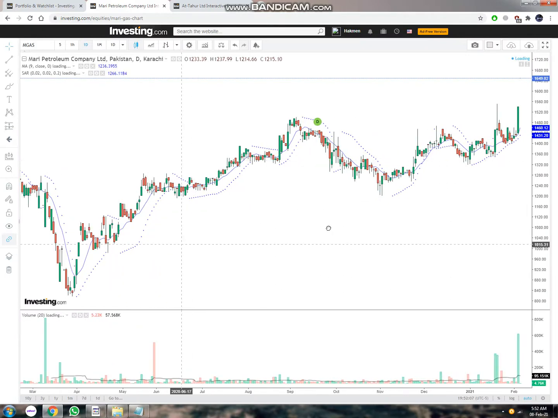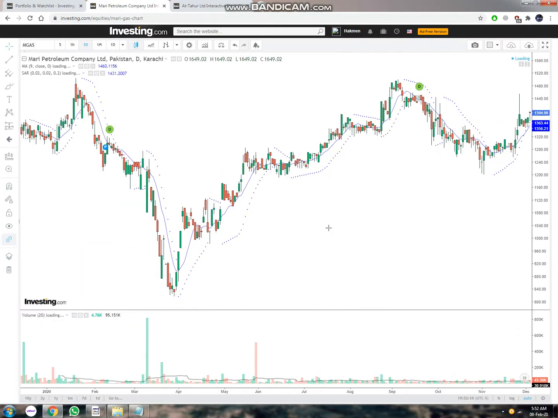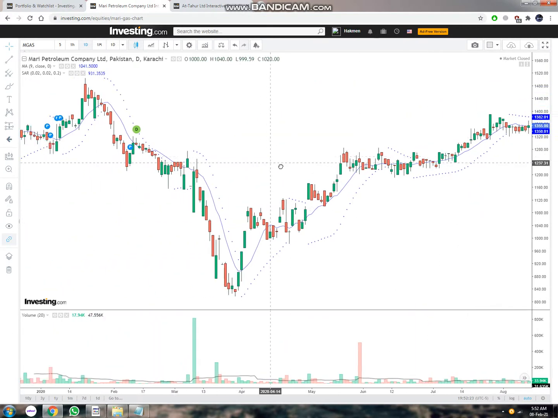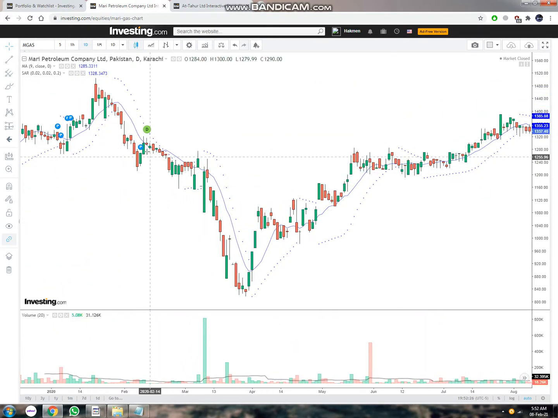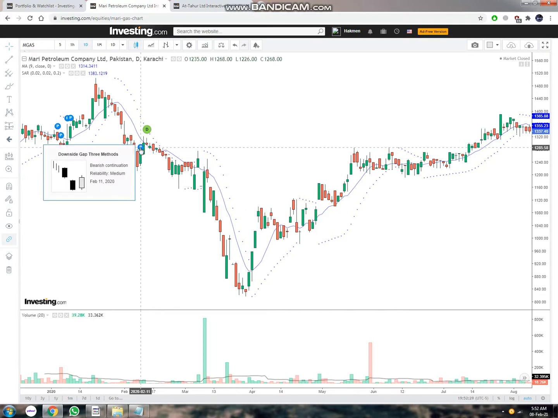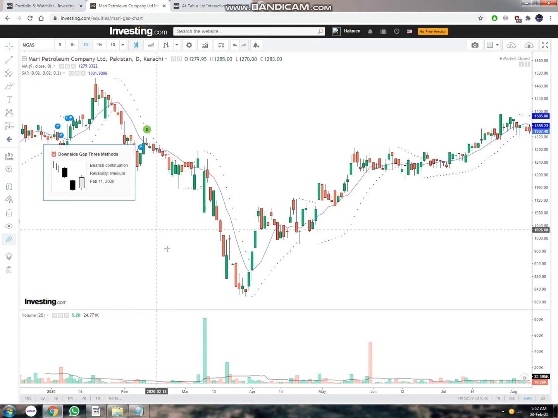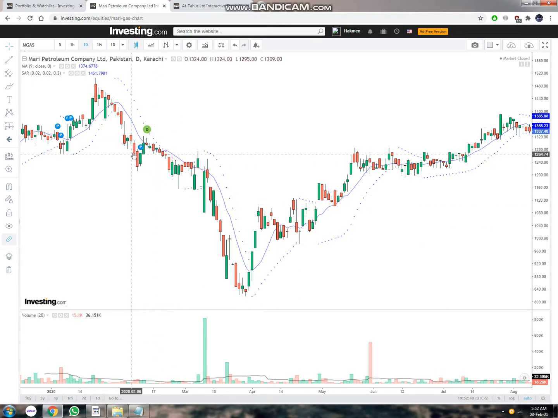There are certain candlestick patterns which you should learn and apply to your trading, so that you can successfully recognize bullish and bearish trends by looking at candlesticks. Let me show you some of these patterns. One is right here. This is a bearish continuation, downside gap three methods. You can see one, two and three. Two bearish candlesticks and one bullish candlestick show that it is a bearish continuation trend.